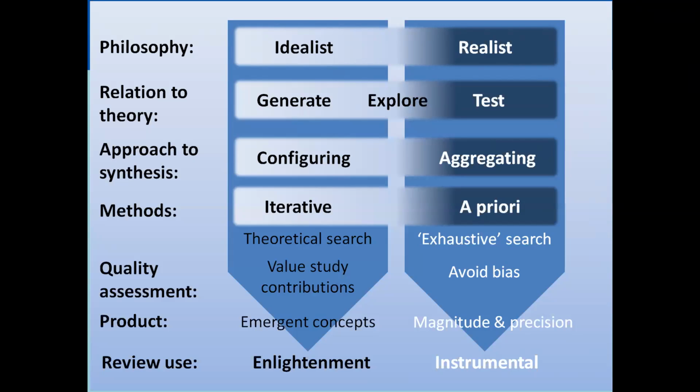In terms of quality assessment, as I've said, this is a contested area for qualitative evidence synthesis. Rather than seeking to avoid bias or identify errors in the trials that inform an effectiveness synthesis, when we're doing quality assessment for qualitative evidence synthesis, we're perhaps taking a slightly different approach. And the products as well will be different. We're providing increased precision and magnitude in our pooled estimate of effect, whereas the product of a qualitative evidence synthesis looks entirely different. It's theory-based and looking at emergent concepts.